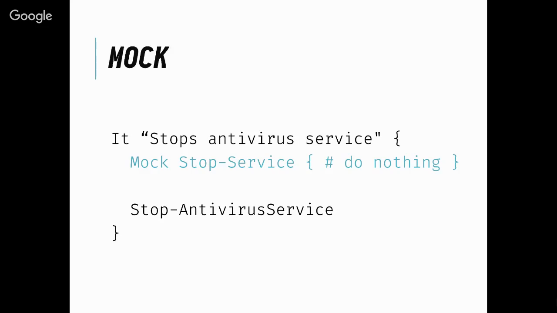And then we call our own function that we are testing that just selects from all these services the antivirus service and runs stop service on that. But during the tests, we don't want to stop the real service. We just want to validate that it calls the stop service as it should. So this is just a simplified example to go with the other ones.